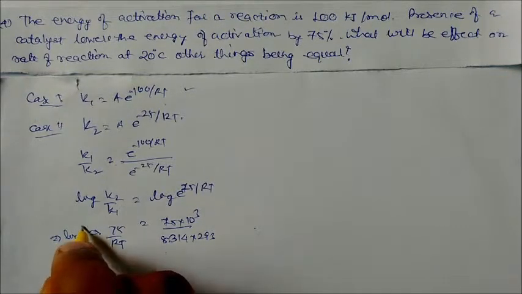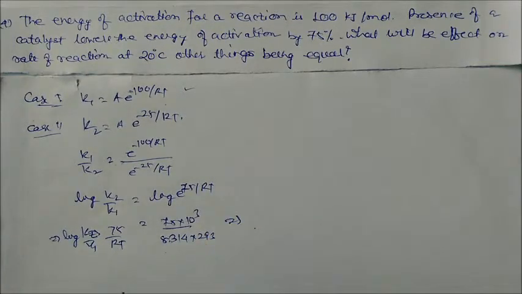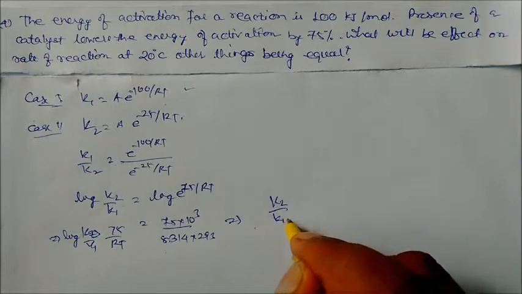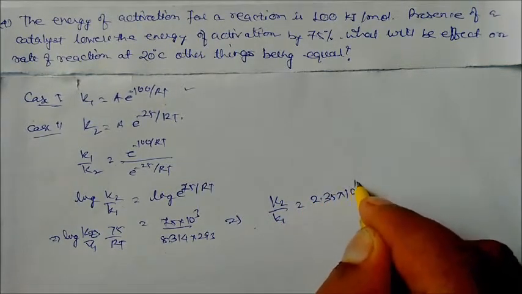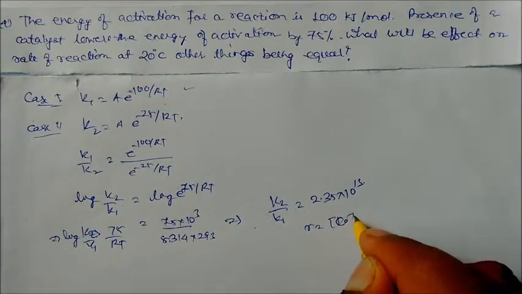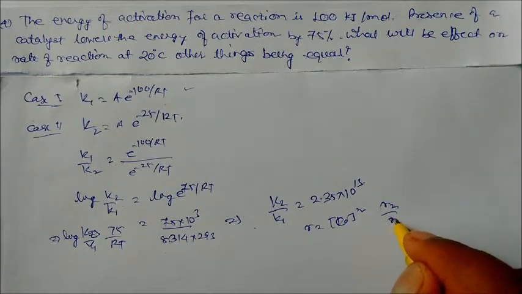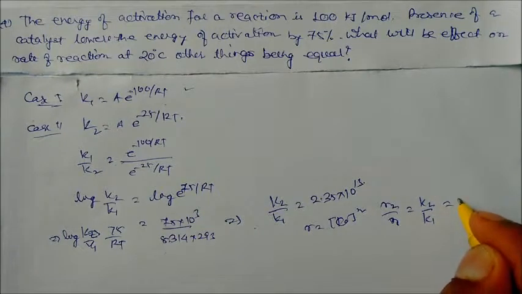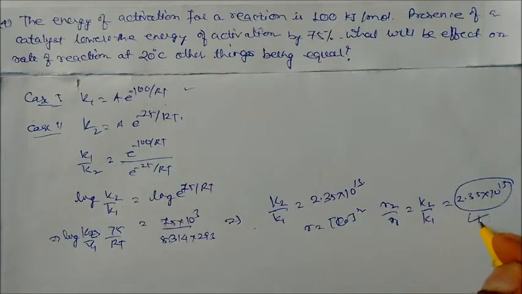So if you take the anti-log, what will we get? You will get K2 by K1 is equal to 2.35 into 10 to the power 13. Now the rate R is equal to the rate constant into concentration to the power n. So R2 by R1 is equal to K2 by K1, and this is equal to 2.35 into 10 to the power 13. So this will be the same answer.